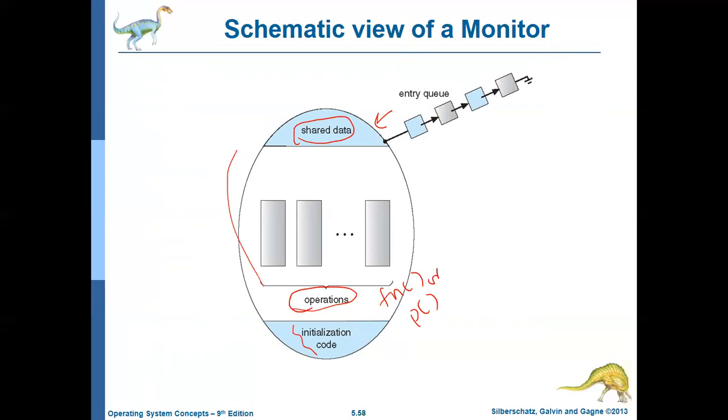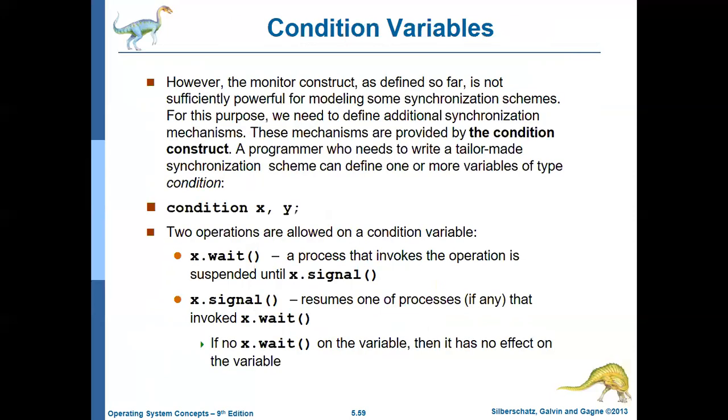Now, in order to do this, we need one more thing known as condition constructs or condition variables. The monitor construct that we have defined is better than the other schemes, but it is not sufficiently powerful for modeling some synchronization schemes. So we need to define an additional synchronization mechanism, and this is specifically known as the condition construct.